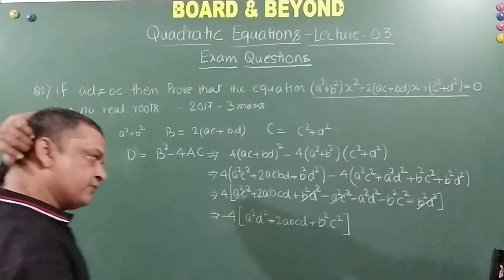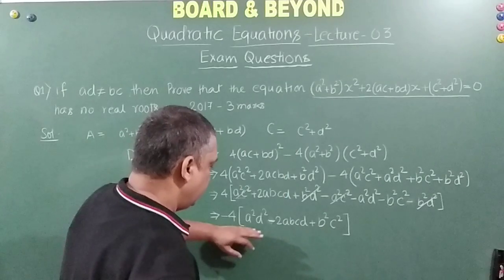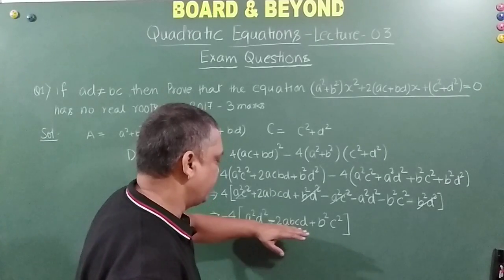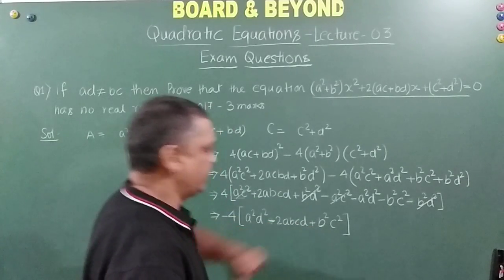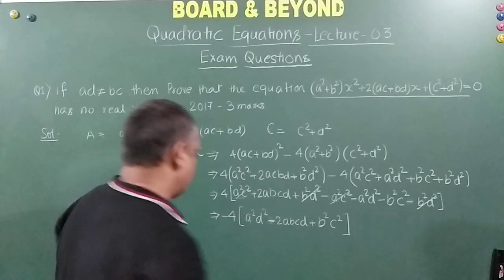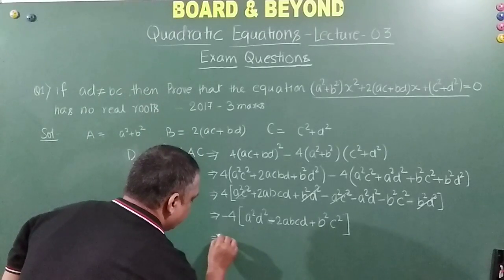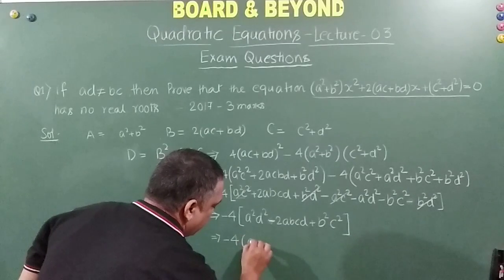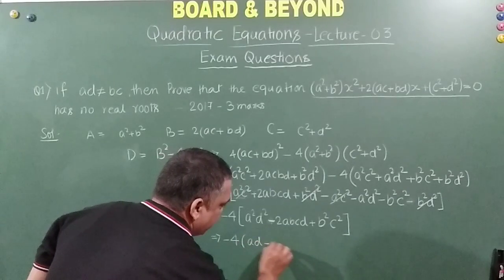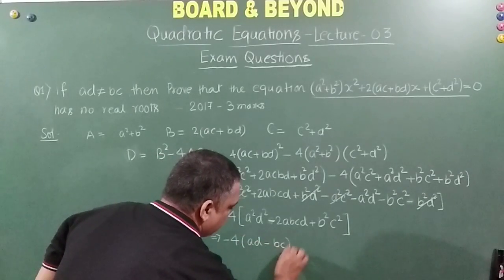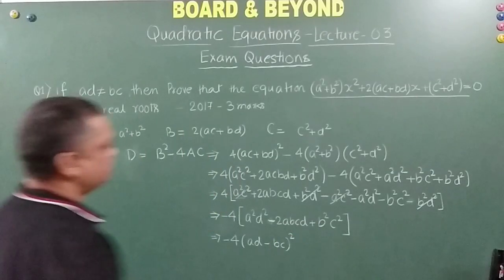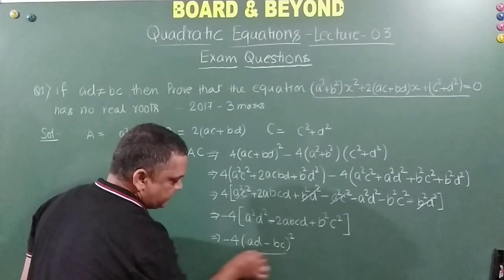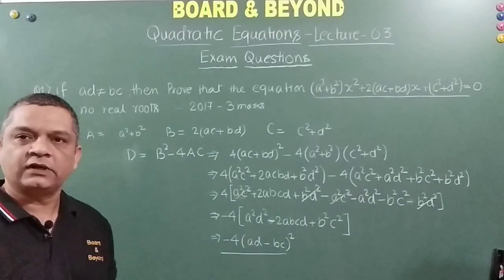Now we try to observe this. This is nothing but a square minus 2ab plus b square, which is equal to (a minus b) whole square. So friends, can we write it like this? (ad minus bc) whole square, right?